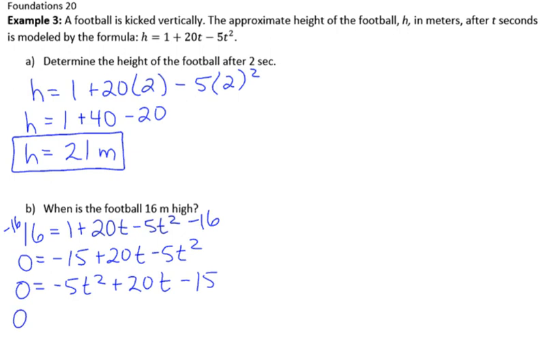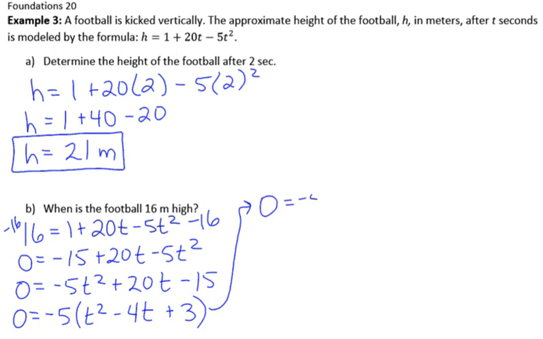Our first step in factoring is always check for a GCF. I prefer having a positive 1 for my t squared, so I can divide everything by negative 5. And I'll have t squared subtract 4t plus 3. That makes an easier quadratic to factor. So I'm running out of room, I'll just move that up here. So 0 equals negative 5 is going to stay. Now what would multiply to 3 and add to negative 4? So x minus 3 and x minus 1.